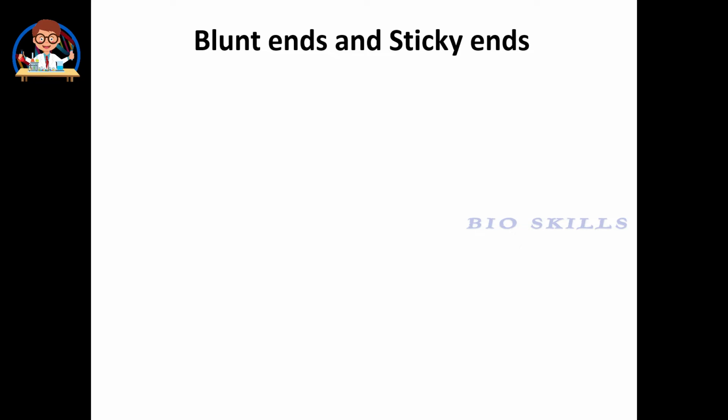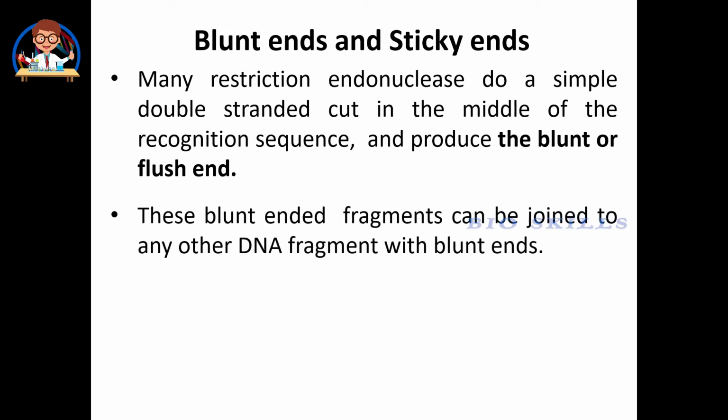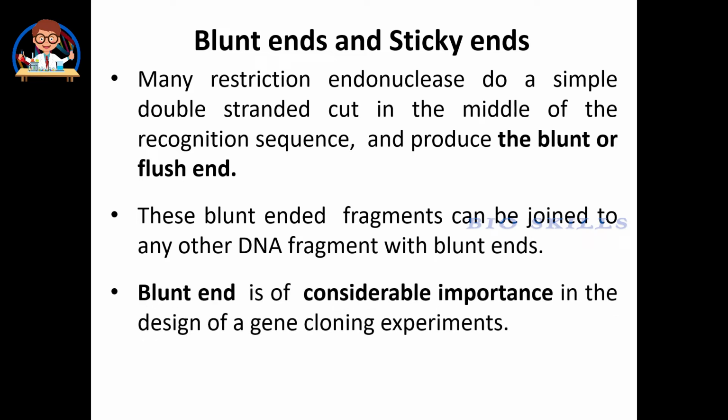Blunt ends and sticky ends. Many restriction endonucleases make a simple double-stranded cut in the middle of the recognition sequence and produce blunt or flush ends. These blunt-ended fragments can be joined to other DNA fragments with blunt ends. Blunt ends are of considerable importance in the design of a gene cloning experiment.